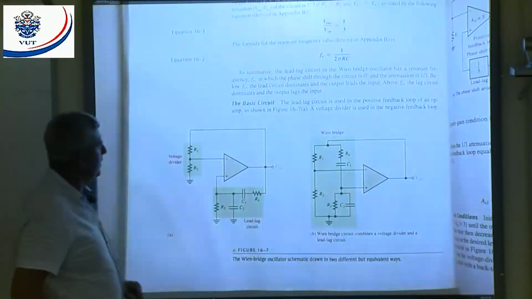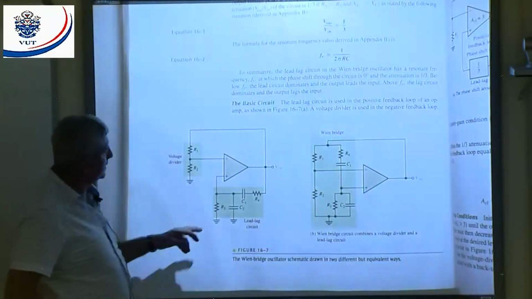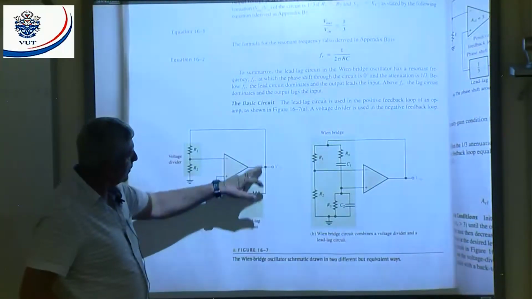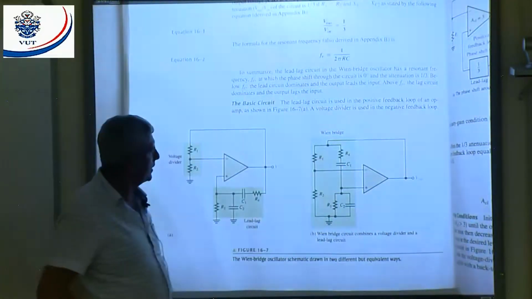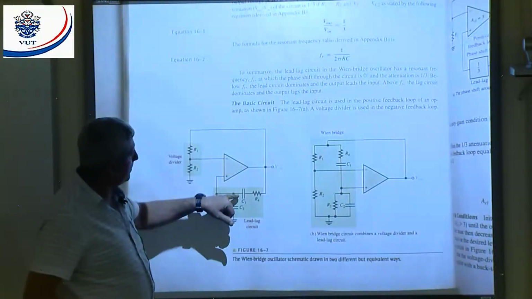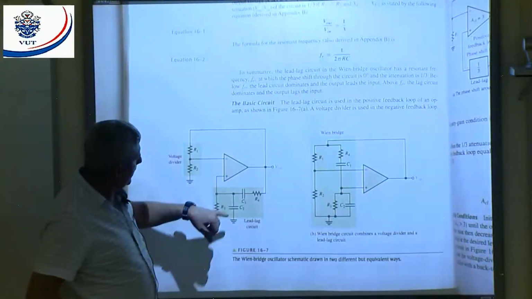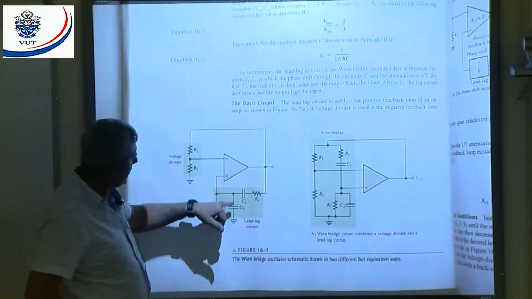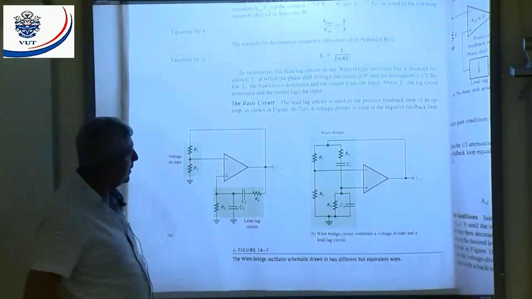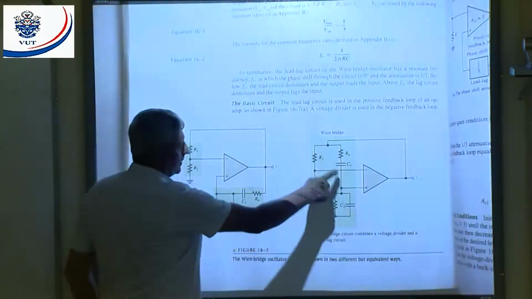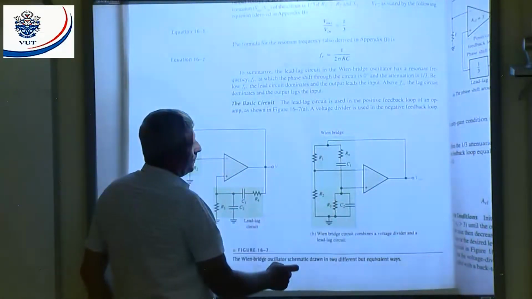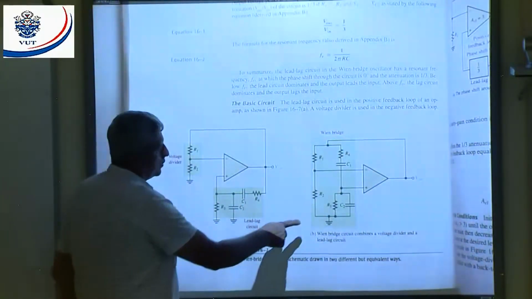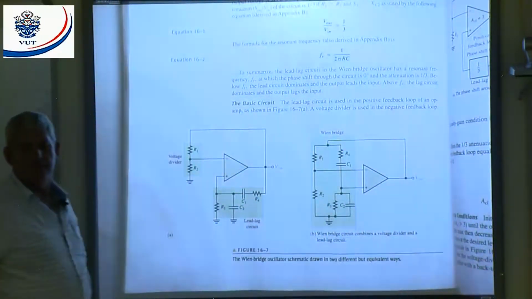Now let's consider this lead-lag circuit. The top of R4 is connected to my output. Then I get my capacitor. The tops of the capacitor and this resistor are connected to my non-inverting input. And then the bottom of C2 and R3 is connected to my reference.